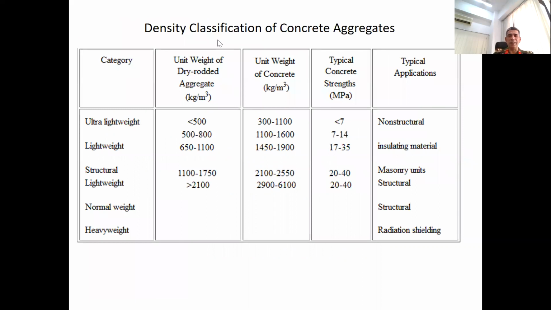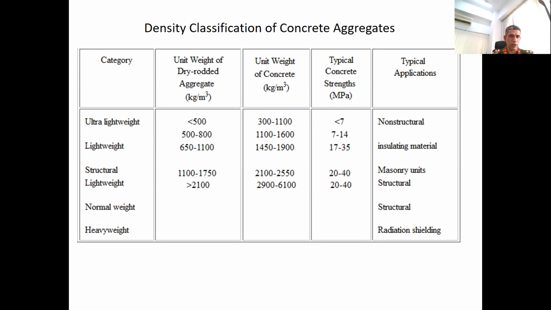In terms of density classification of concrete aggregates, if we talk about ultra lightweight, or structural lightweight, or normal, or heavy aggregate, you need not memorize this slide. Just see the unit weight. We talked about the unit weight, okay? Weight of aggregate per unit of volume, isn't it? This was the unit weight. So unit weight of dry, rodded aggregate. That means the aggregate is dried, there is no moisture, and then it is compacted.